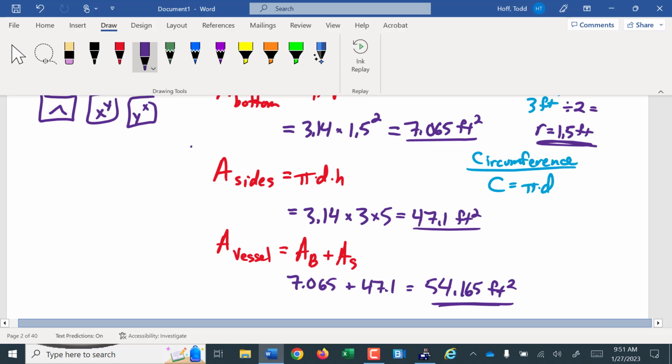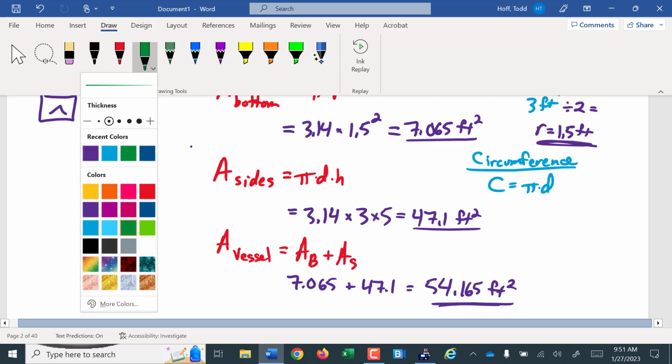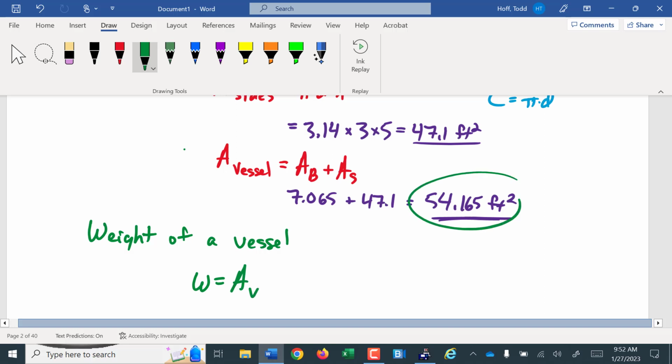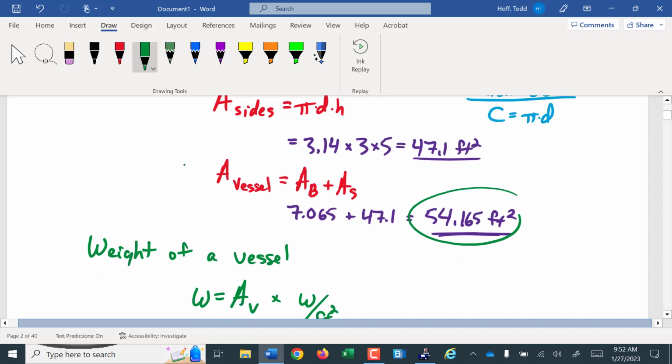So why did we find all this surface area? Well, because to find the weight of the vessel, it is simply the area of the vessel, that's the number we found here, times the weight per square foot for the appropriate thickness. So for this container, let's put in 1/8 inch thick walls.